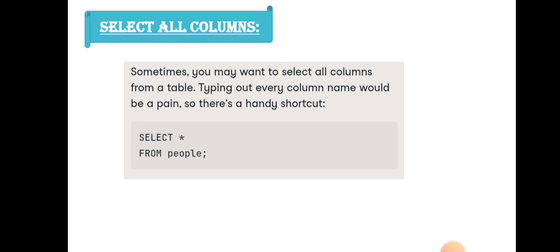Select all columns. Sometimes you may want to select all columns from a table. Typing every column name would be a pain, so there's a handy shortcut. For example, select asterisk sign from people. The asterisk sign shows select all columns from a table.